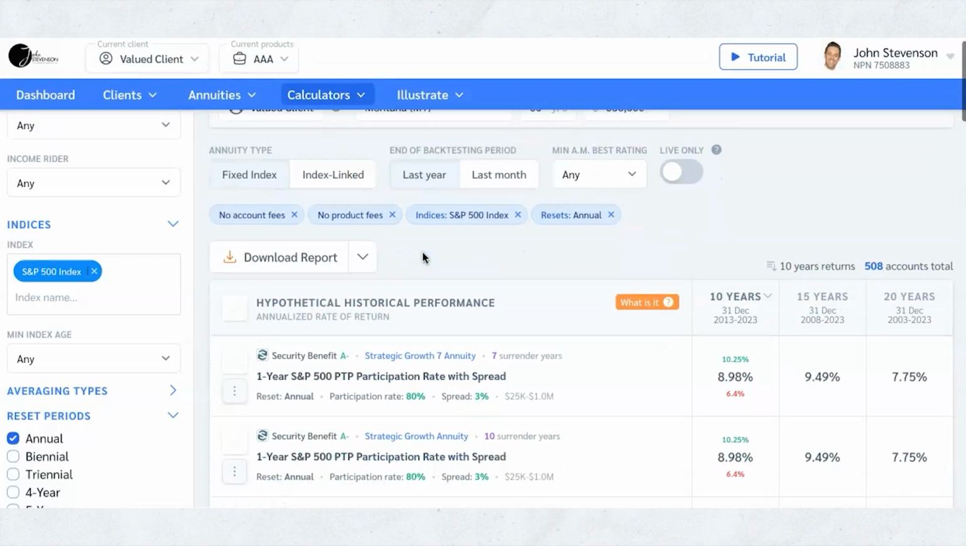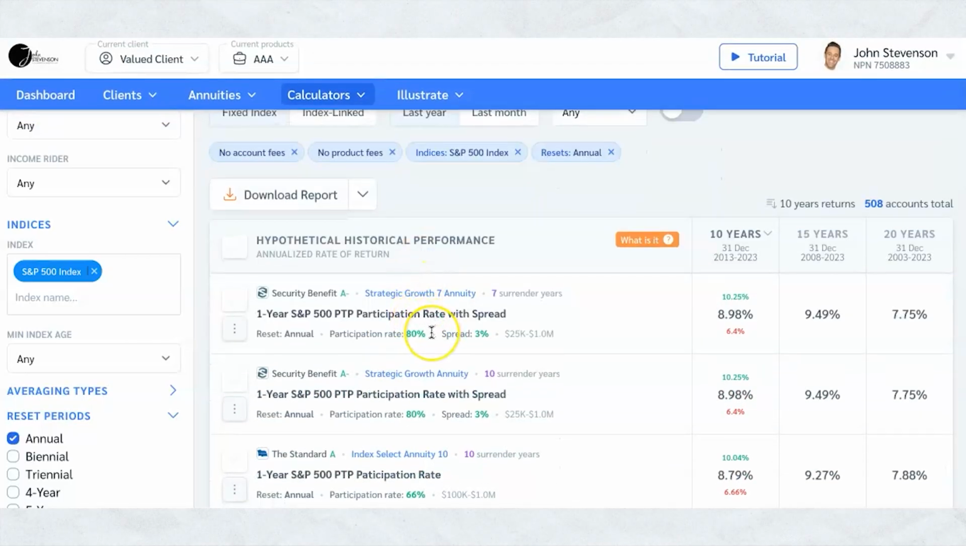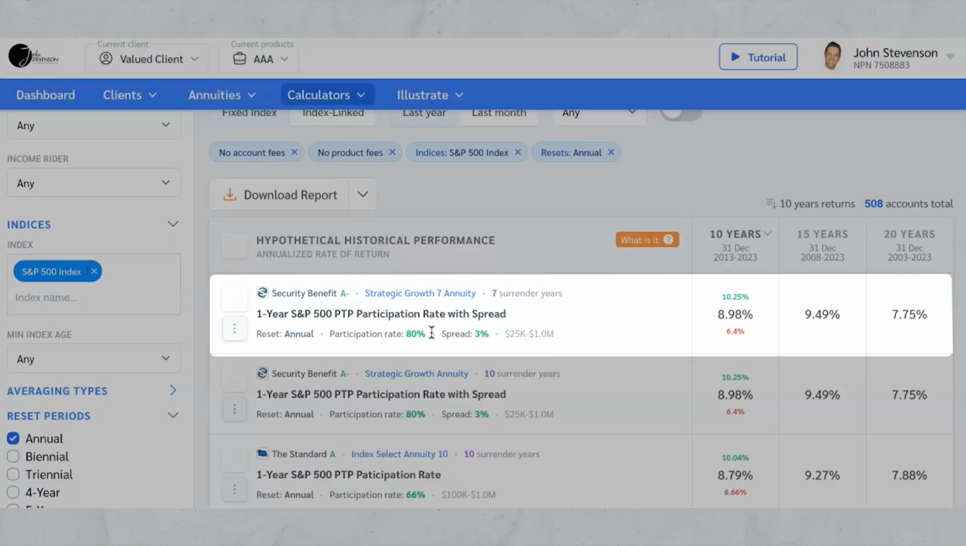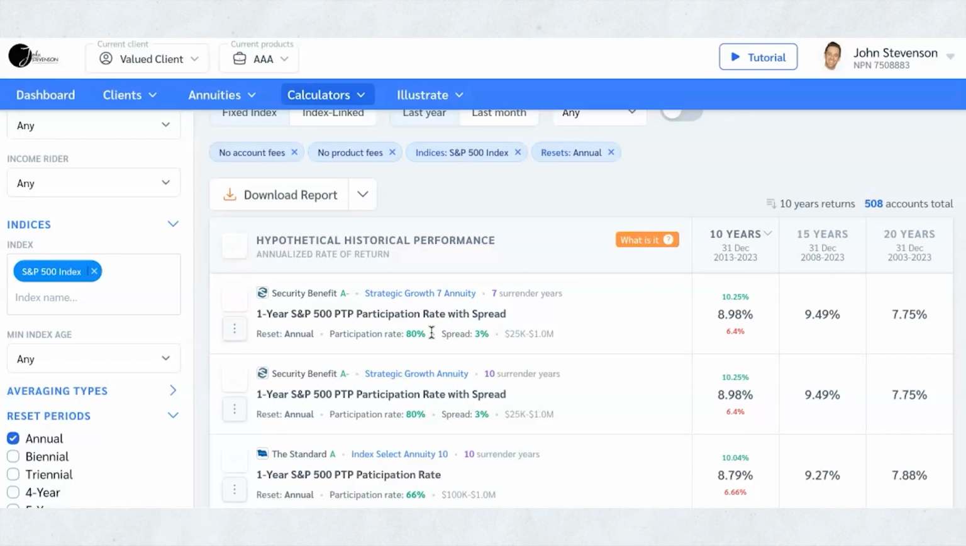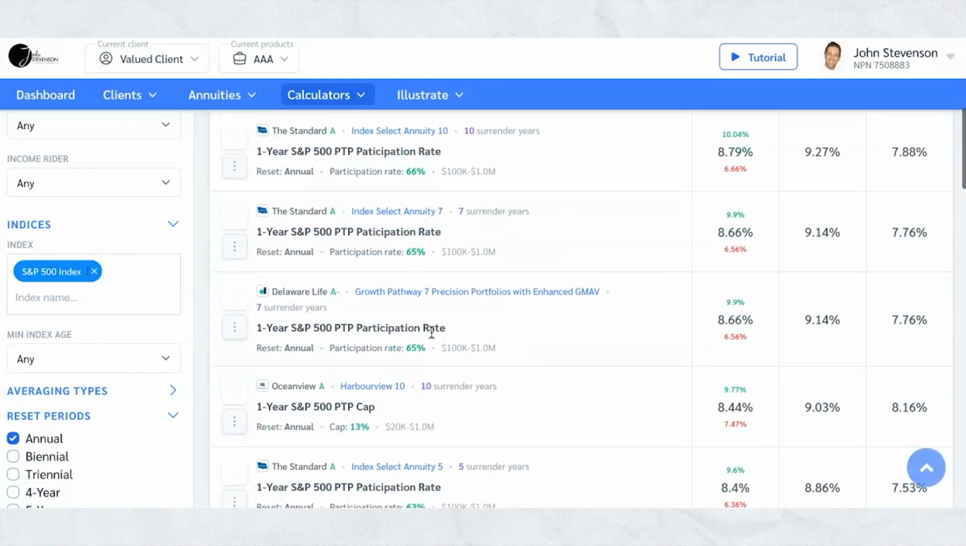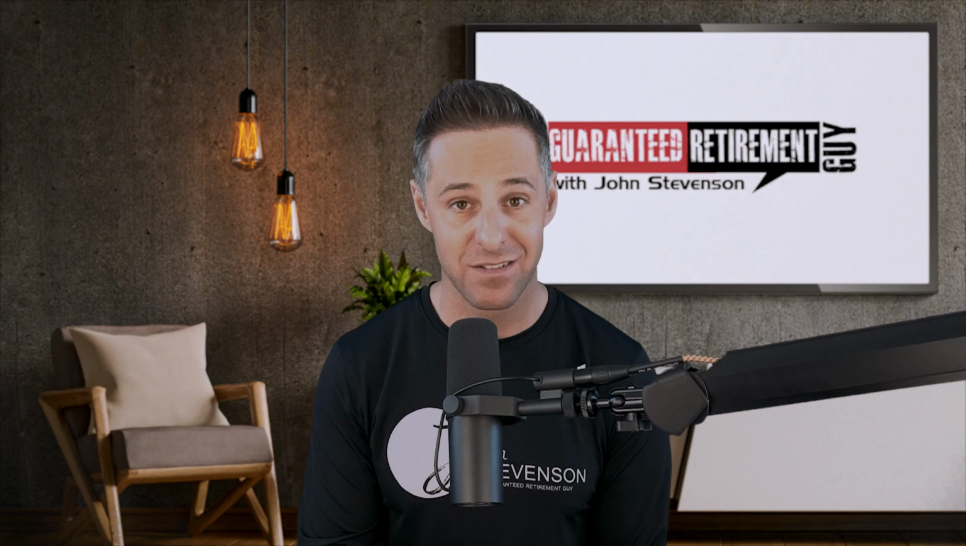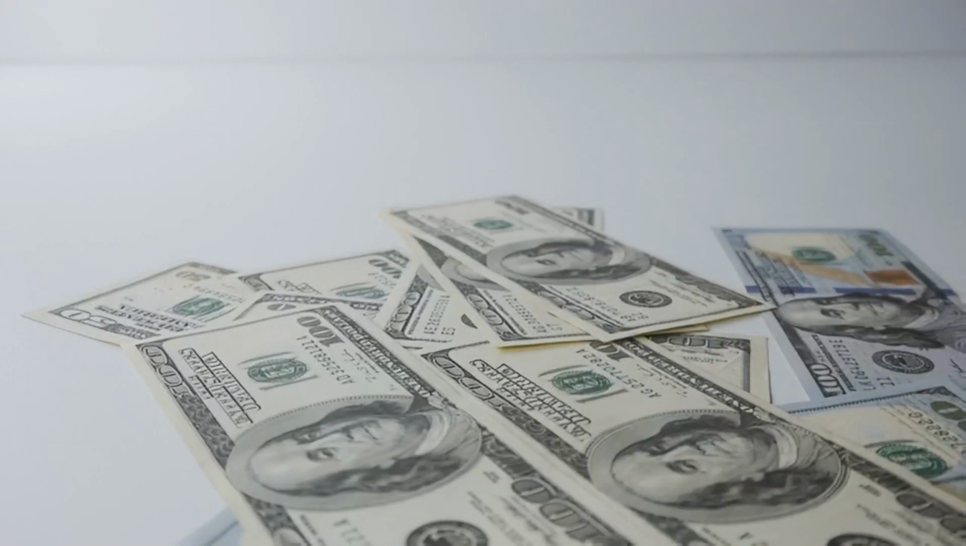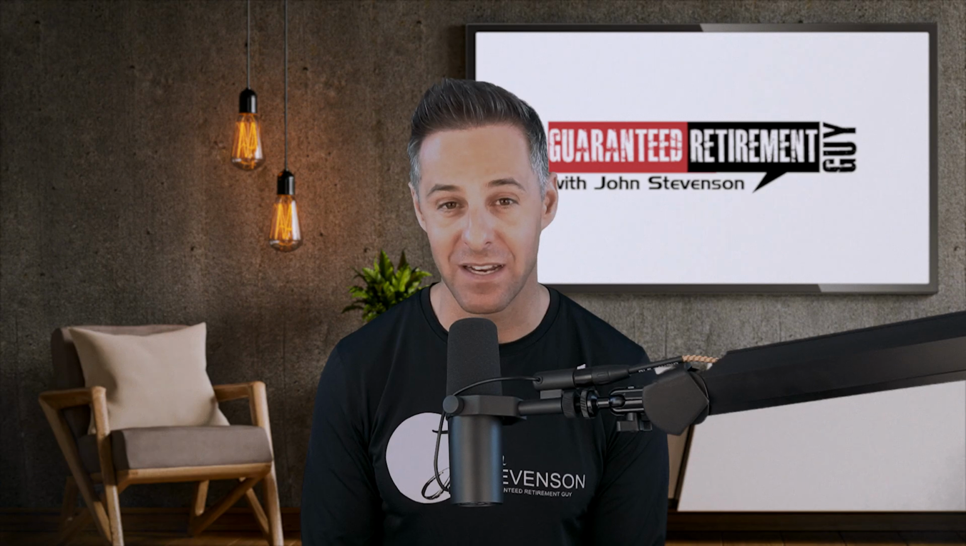Now, if I go back up to security benefit, they're going to give me 80%. Well, that's pretty good. If it goes up 20% and I get 80% participation rate, well, what am I going to get? I'm going to get 16%. That's pretty good. Okay, that's higher than the 13% cap that I'm getting from the other one, from Ocean View. Okay, so that really does make a difference. When you have participation rates that are high enough, they can actually deliver more returns than a cap will.